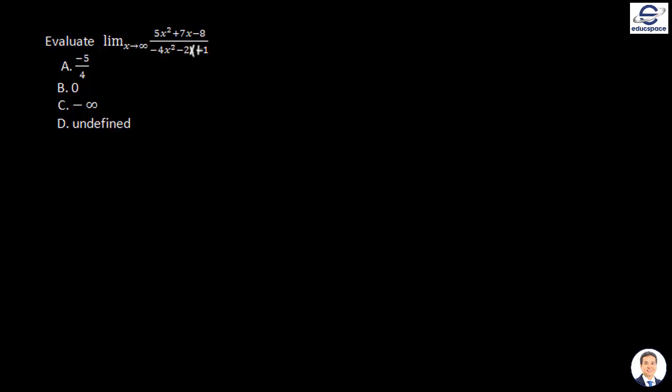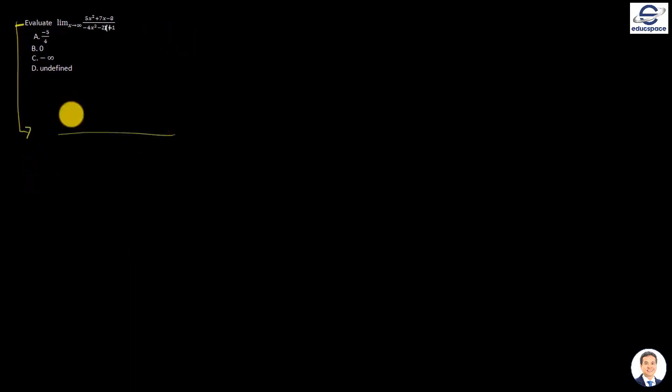Evaluate the limit of 5x squared plus 7x minus 8 all over minus 4x squared minus 2x plus 1, wherein the limit x approaches infinity. So let's try to solve this. Again, the limit is x approaching infinity. Take note that one of the techniques here is to divide the numerator and denominator by the highest power of x if the equation involves a polynomial.